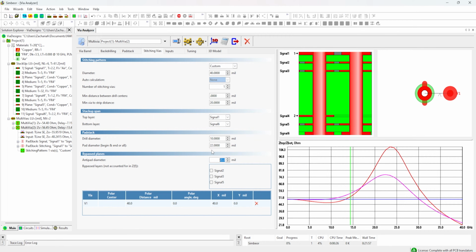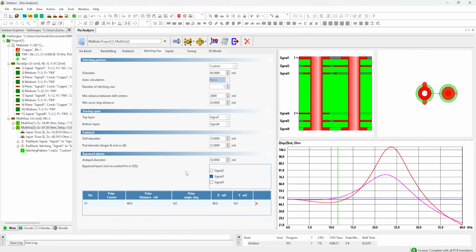So one thing we need to do here is set an antipad size for our stitching via, and then it is of course going to bypass some of these planes. So here we're going to have it bypass signal layer 3. So this would be like having signal, ground, power, signal, ground, signal. So again, pretty common for a 6-layer stackup. And you can see here the antipad appears right here. So we basically have 4 mils of clearance between our pad on these bypassed layers and the antipad in the plane layers where this via is passing through. And then we have the same thing on the stitching via.